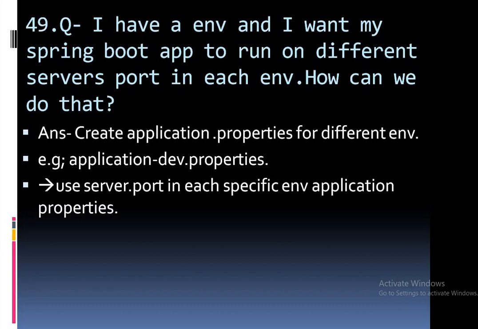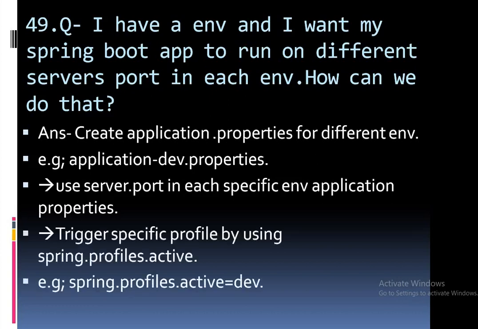And how can you create the application properties for the environment? An example is application-dev.properties. In this way you can create an environment and run each environment on different ports. And to trigger a specific profile, use spring.profiles.active. If we write spring.profiles.active=dev, then the dev profile will run.